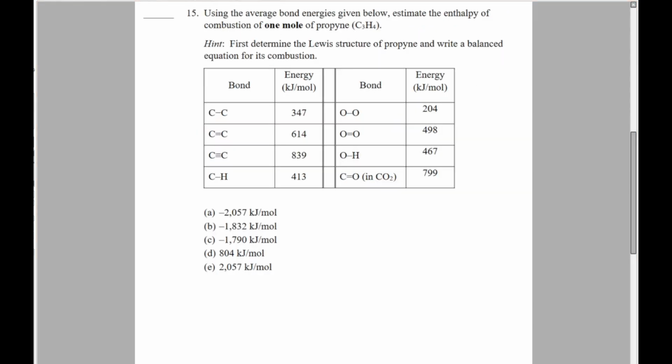Question 15. Using the average bond energies given below, estimate the enthalpy of combustion of 1 mole of propine, C3H4. Hint, first determine the Lewis structure of propine, and then write a balanced equation for its combustion. So a combustion reaction is pretty much just a reaction of some substance, in this case propine, with oxygen. And the typical sort of general combustion reaction formula is going to look like this, where you have a substance plus something moles of O2, and then that's going to turn into CO2 and H2O.